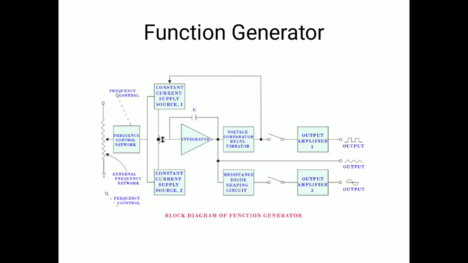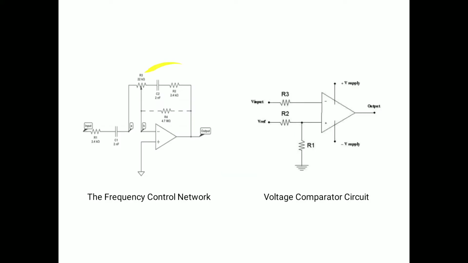These two current sources are controlled by a frequency control network, which is given here. A frequency control network is basically an op-amp having two capacitors, one at the inverting terminal and another in the feedback loop. So the input to the inverting terminal of the op-amp is a constant DC current source, which delivers current.